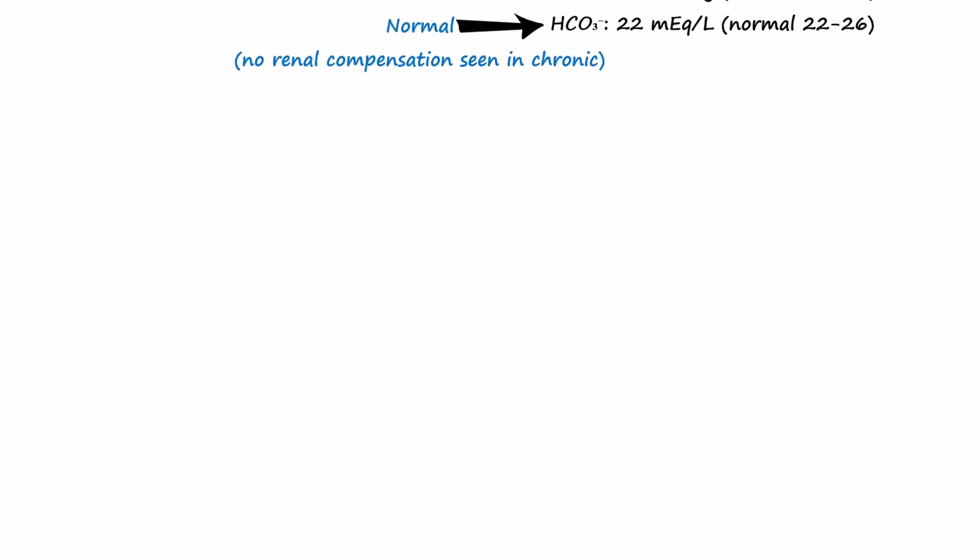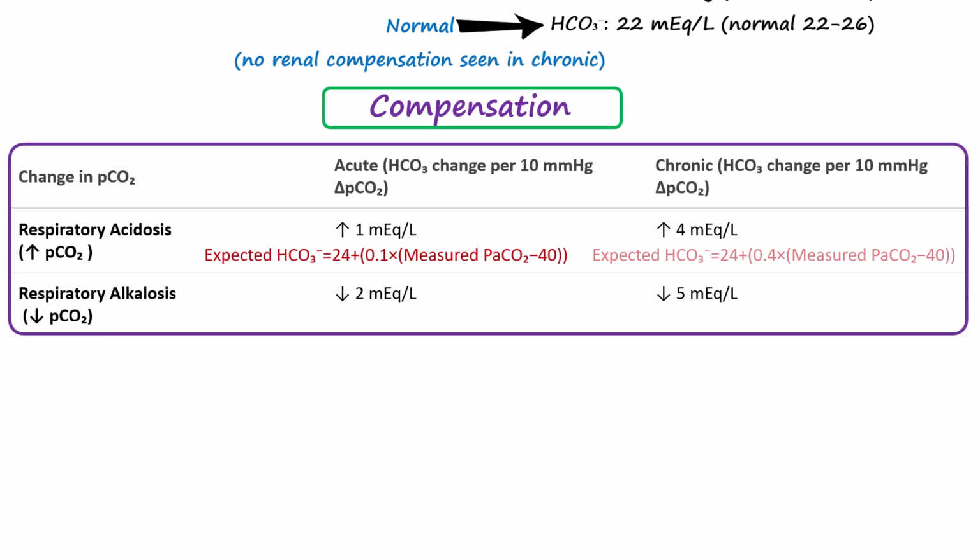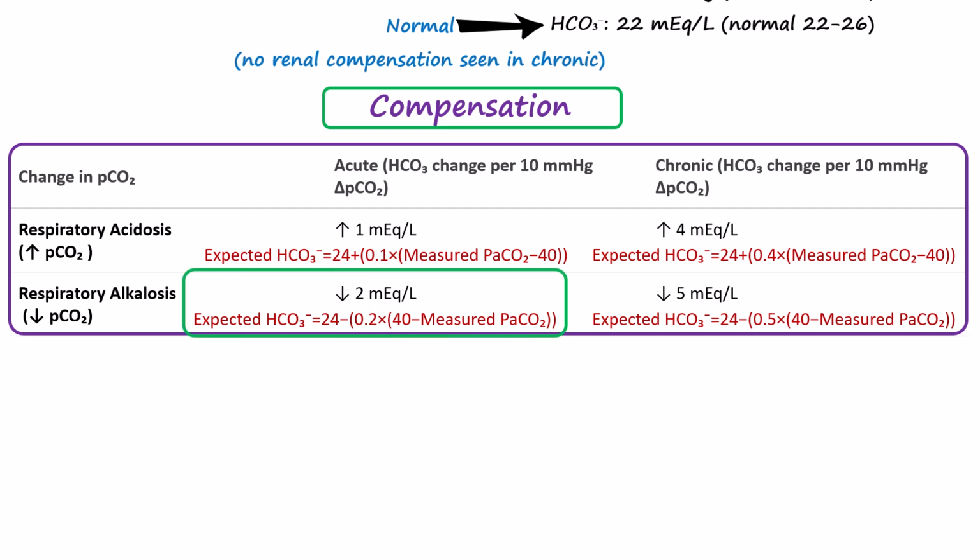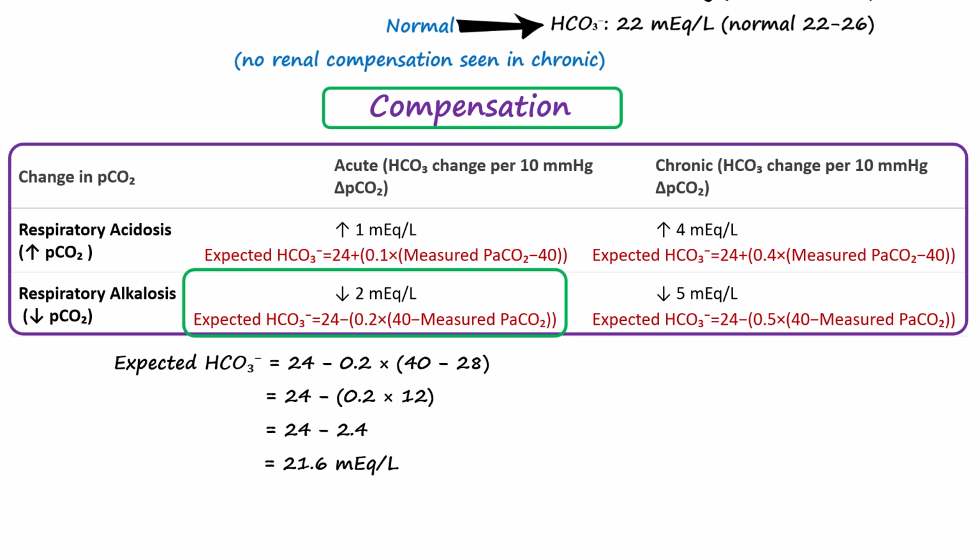Anyhow, let's also look for the adequacy of compensation using the expected bicarbonate. In acute respiratory alkalosis, the kidneys don't have enough time to compensate. The rule is that bicarbonate drops by 2 mEq per liter for every 10 mmHg decrease in PaCO2. For our case, we expect the bicarbonate to drop to 21.6, which matches the actual bicarbonate level. In other words, compensation perfectly fits the acuteness of the disease.